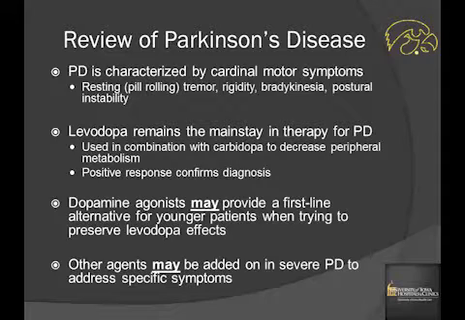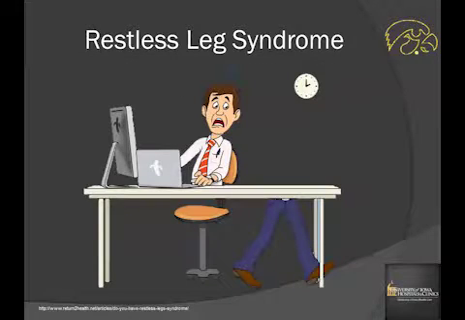And then other agents you can use on a case-by-case basis, depending on how severe the patient's symptoms are and what specific symptoms you're looking to address. When we're considering adding any of these medications, we really want to be cognizant of the adverse effect profile. And if patients don't tolerate them, making sure that we're appropriately tapering them off of them and not just discontinuing them. Now, the last disease that we'll talk about is restless leg syndrome.